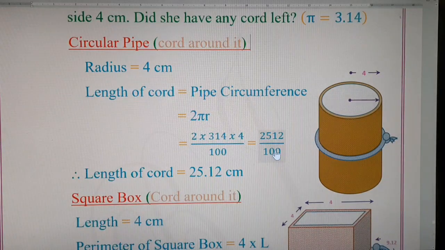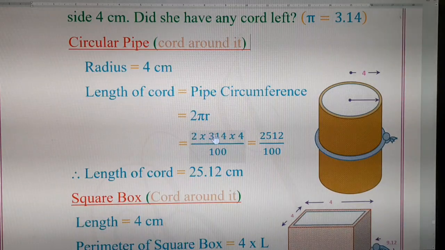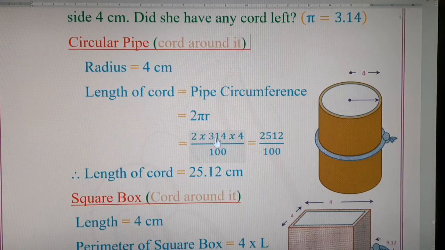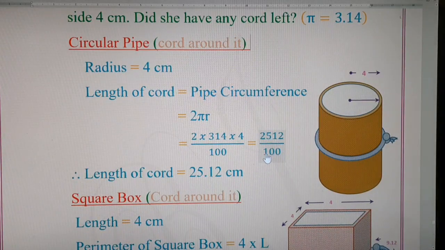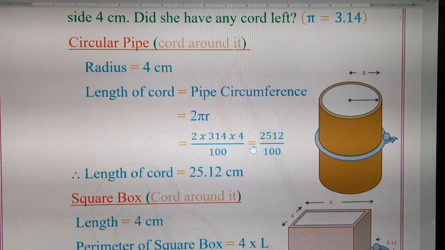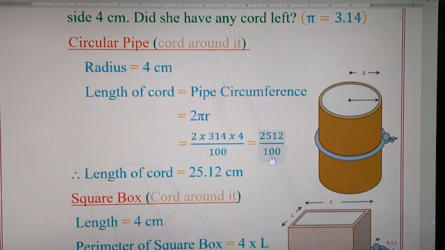So the denominator 100 we copy as it is in the next step, and then we'll multiply the numerator integers, that is 2 into 4. Our answer is 8, and 8 is further multiplied with 314. Our answer is 2512. So in the numerator we'll write 2512, and in the denominator we'll write upon 100. So our next step will be 2512 upon 100.